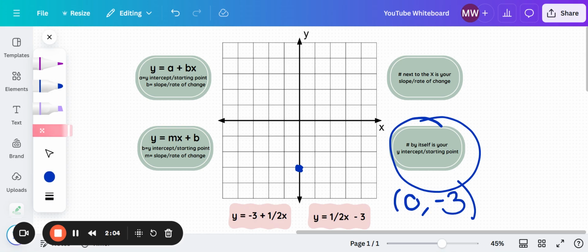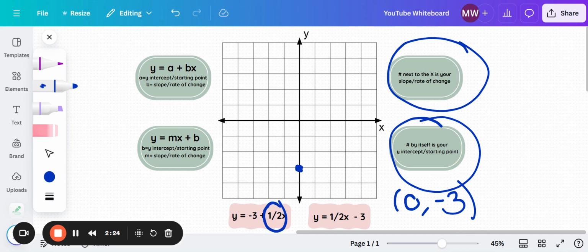From there, I'm going to use my slope to find another point so that I can create a line. For our slope, the slope is going to be the fraction or the number that is next to the x in our equations. So in our first equation, y equals -3 plus 1/2 x, that 1/2 is our slope. In our second equation, y equals 1/2 x minus 3, that 1/2 is touching the x. That's our slope.